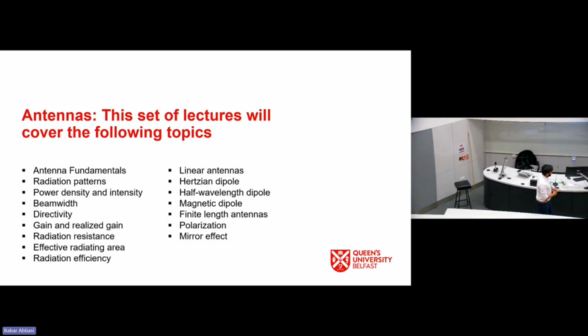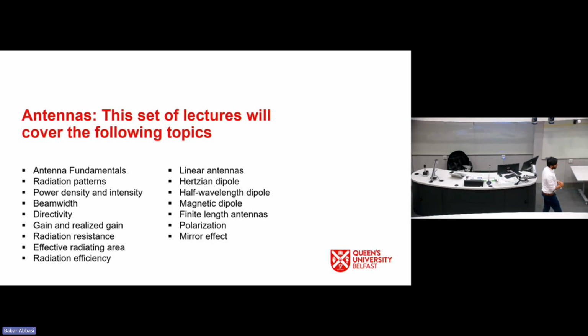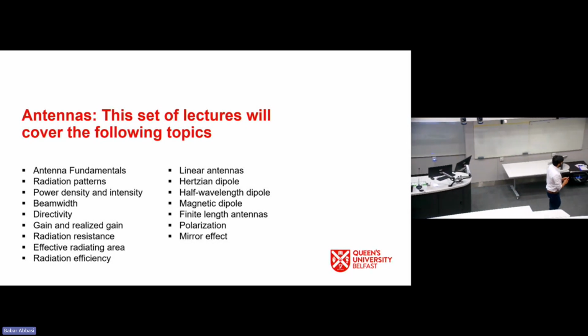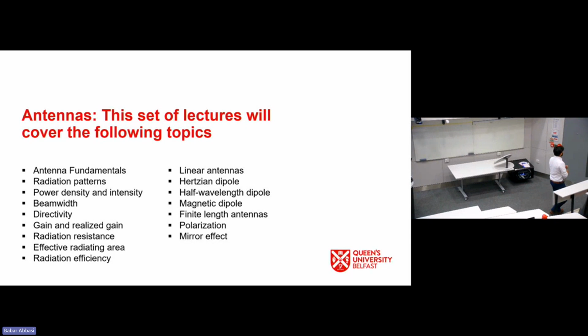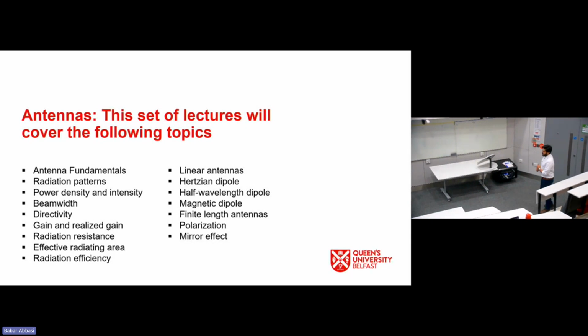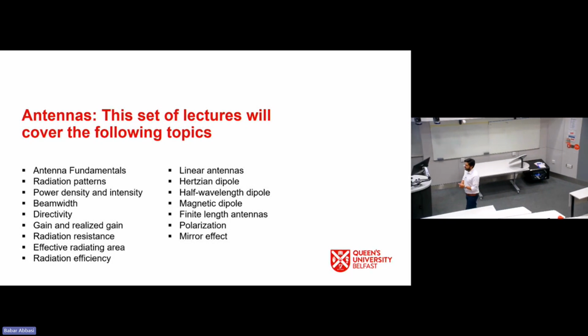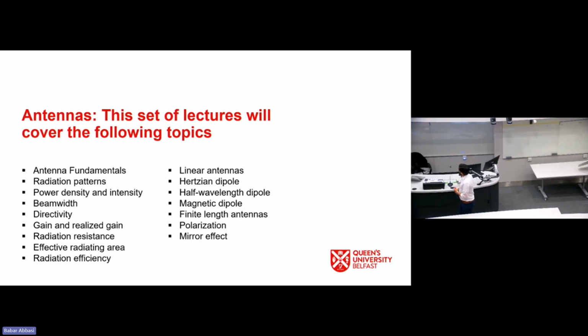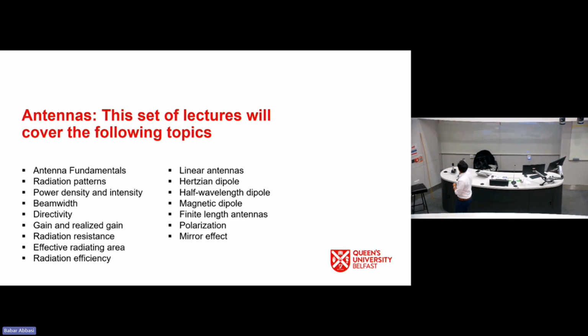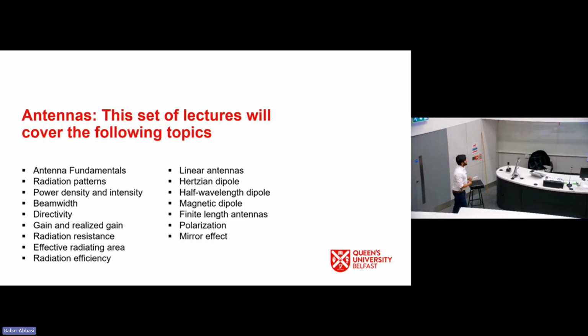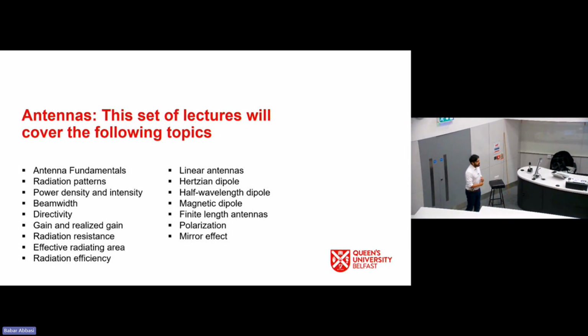So, last time we looked at some antenna fundamentals from a practical perspective, what kind of techniques we generally use to build antennas, what kind of things we look at in antennas while developing them. So we looked at fundamentals. We started from the Hertzian dipole. We looked at radiation pattern, power density, intensity, beam width, directivity, gain, realized gain.